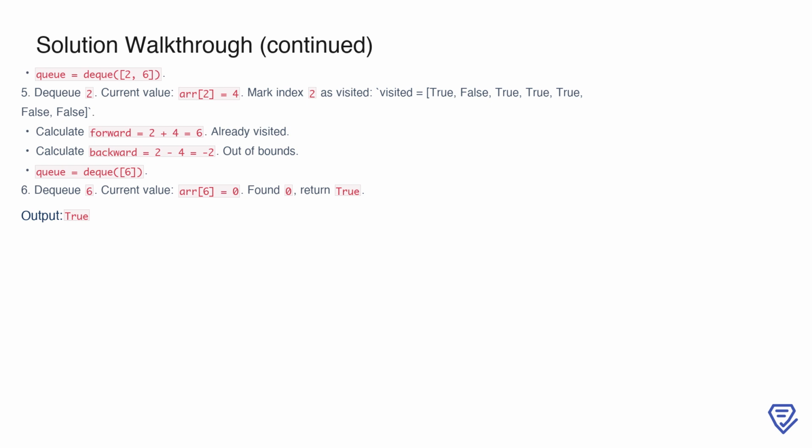Dequeuing index 6, we find the value 0, which means we've successfully reached our target. Thus, we return true. In this example, we've again demonstrated that it's possible to find a path to a 0 starting from the specified index.